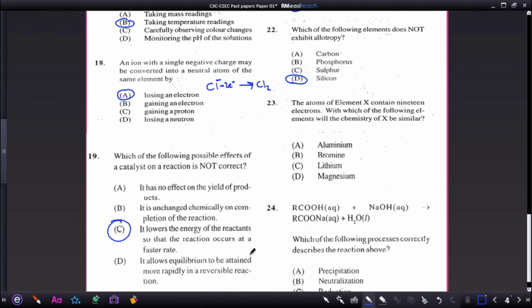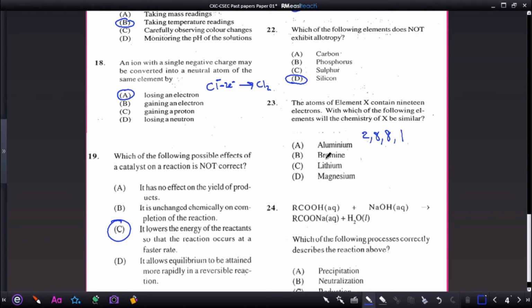23. The atoms of element X contain 19 electrons. With which of the following elements will the chemistry of X be similar? Element X has 19 electrons. So let us use the electronic configuration: 2, 8, that's 10, 8, that's 18, and 1.